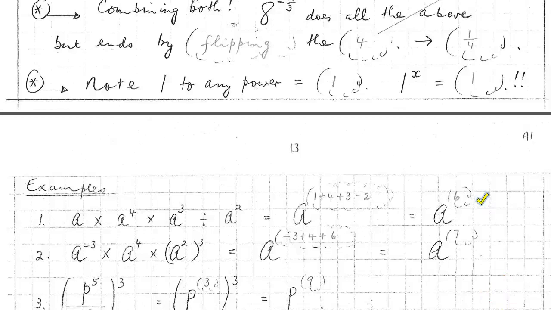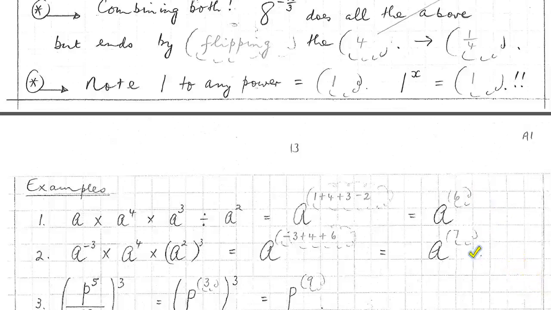Try number 2. Right, no problem here again. You add the minus 3 to the 4, and then you should add the 2 times 3. A squared all cubed is a to the 6. So minus 3 plus 4 plus 6, answer a to the 7.